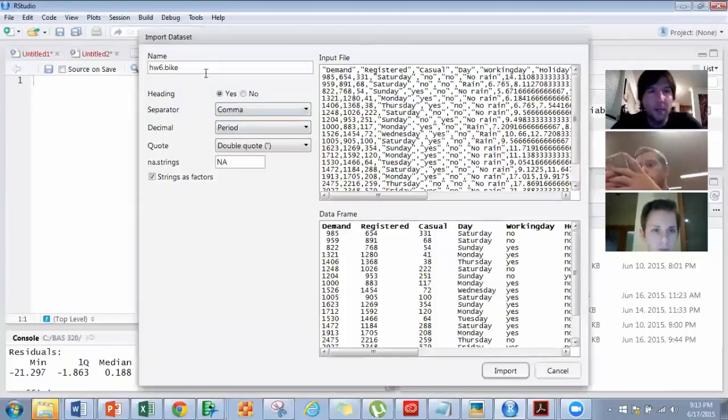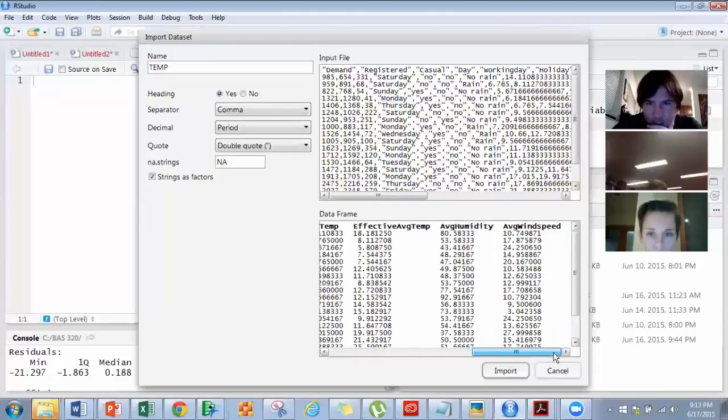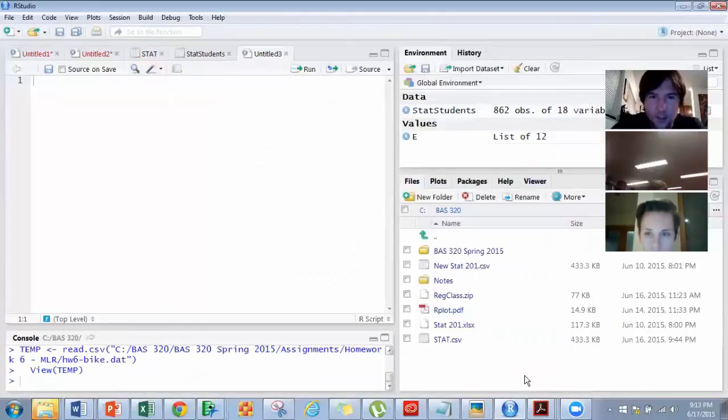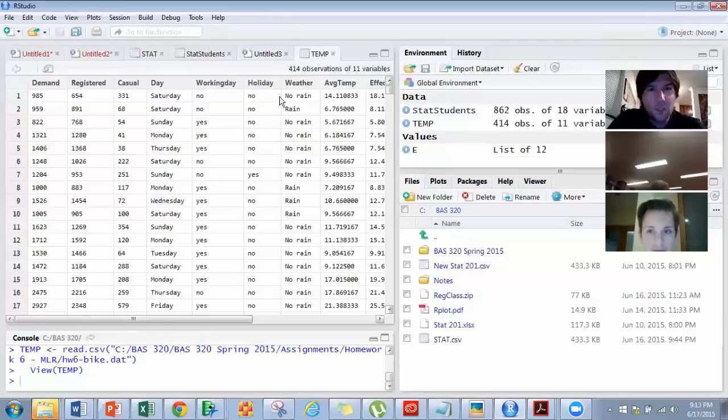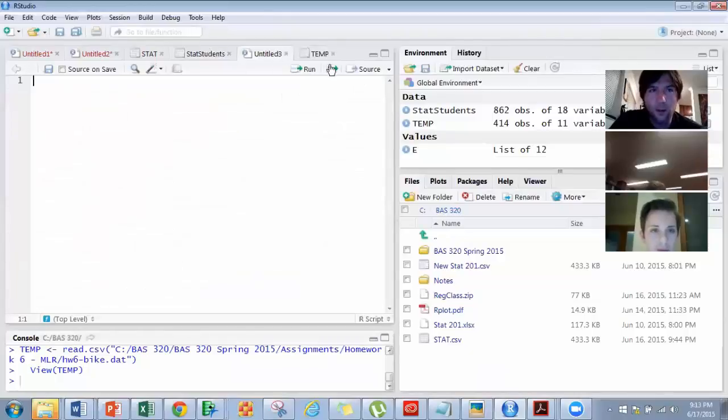Okay, so let's open the bike data here, and I'm just going to call it temp. Yeah, this is the right data set. There we go. Everything's got to be all like long words, doesn't it? Okay, good. Let's think of this real quick.